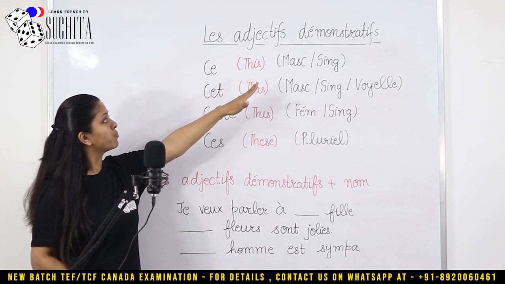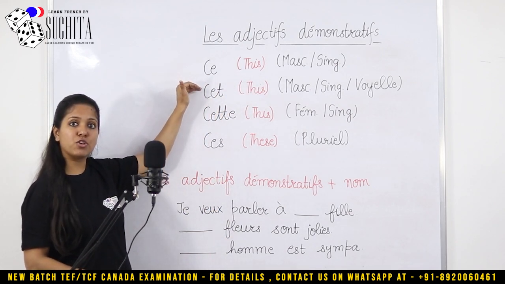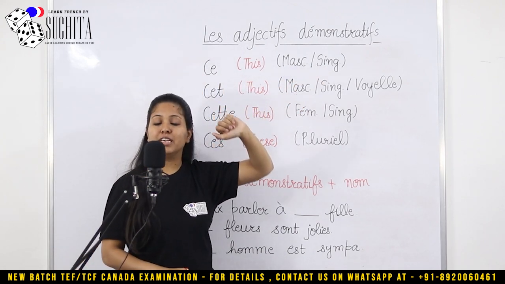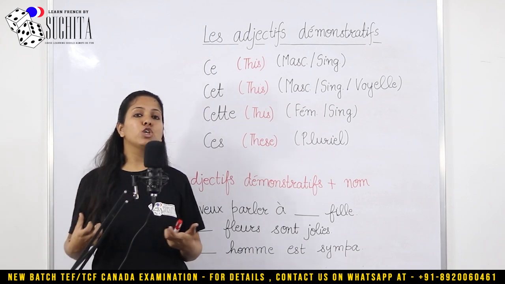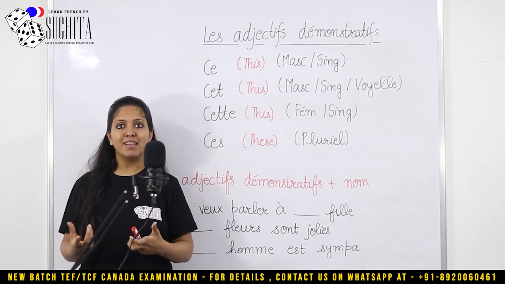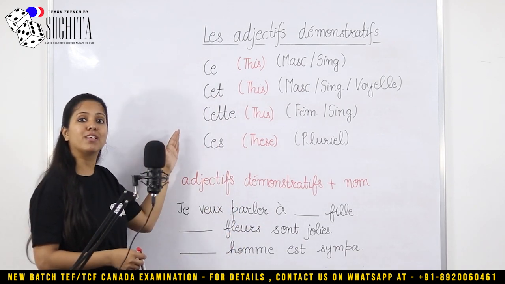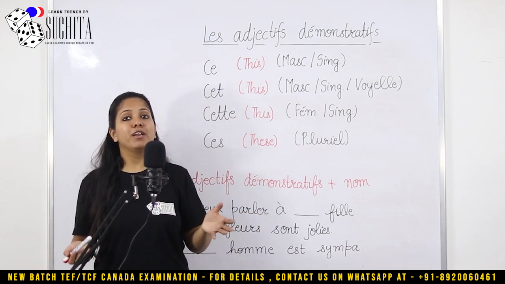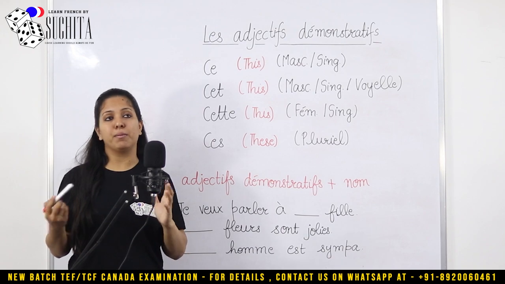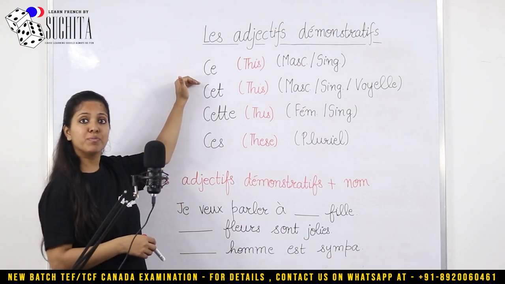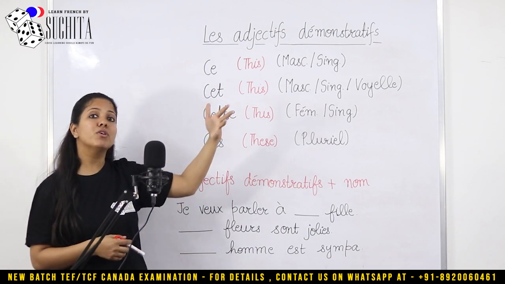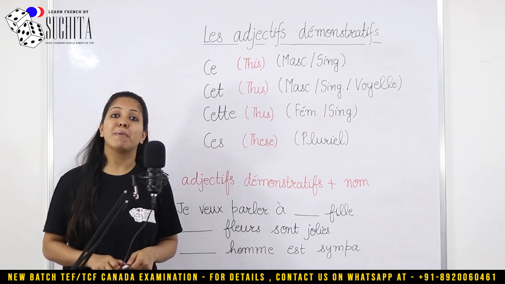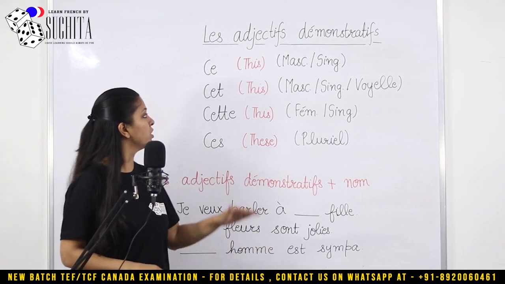Okay. Now, on utilise ce pour les mots qui sont masculins et qui sont singuliers. As you know, in French everything is gender and number based, so that is why we have 4 this. In English it is not gender based, that is why it is only 1 this. But in French everything is gender and number based. So you say ce, on utilise ce pour les mots qui sont masculins et qui sont singuliers. You use ce for the words which are masculine and which are singular.